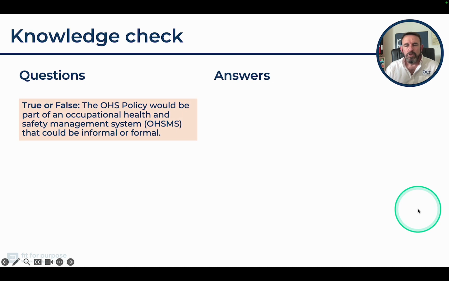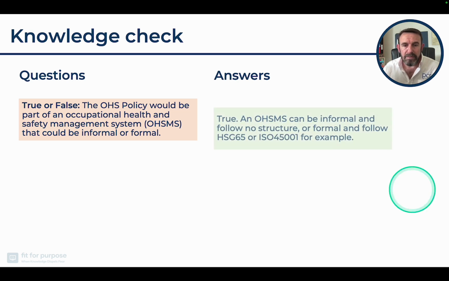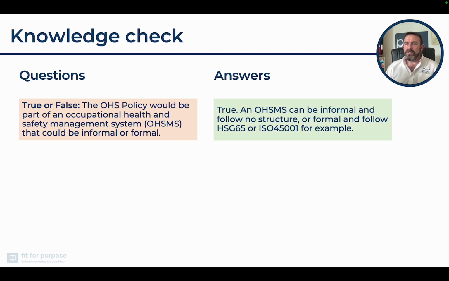Continuing. True or false? The occupational health and safety policy would be part of an occupational health and safety management system that could be informal or formal. That is true. And that occupational health and safety management system may be HSG 65 or 45001. 45001 is certifiable by ISO. HSG 65 is the guidance given by the HSE.